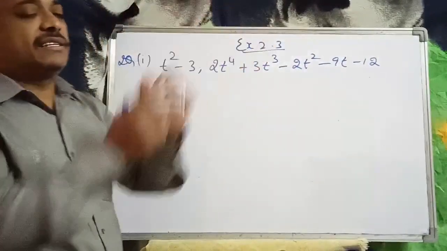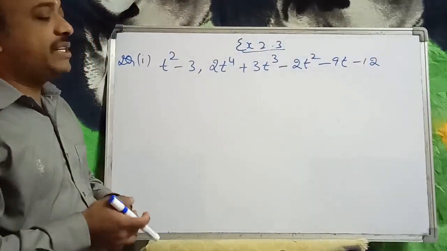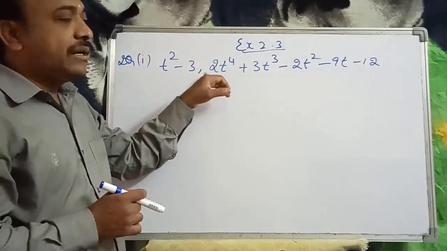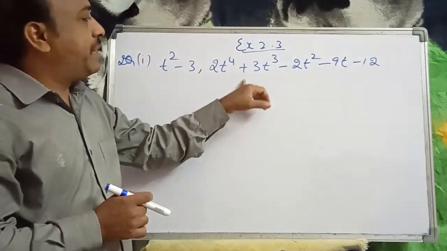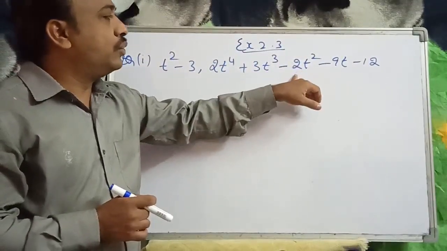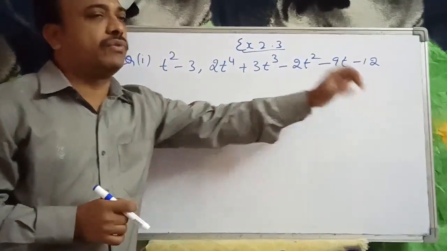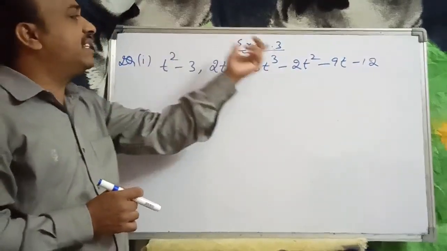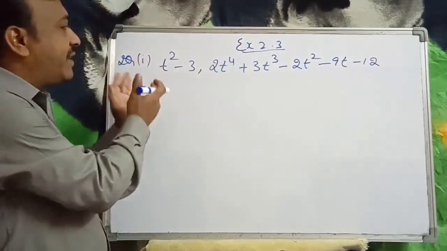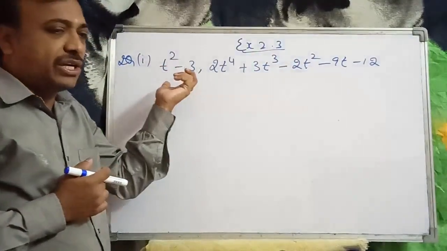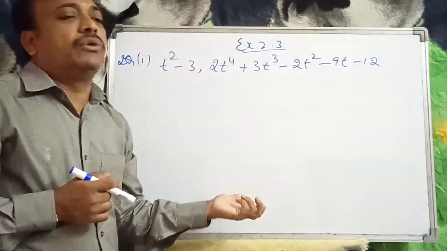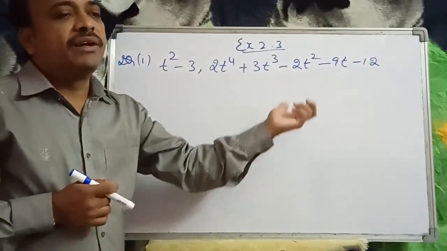So the exercise 2.3 second question, first bit: t square minus 3, and 2t to the power 4 plus 3t cube minus 2t square minus 9t minus 12. This is the first polynomial and this is the second polynomial. So we are dividing the second polynomial with the first polynomial. If you get remainder 0, then the first one will be the factor of the second one.